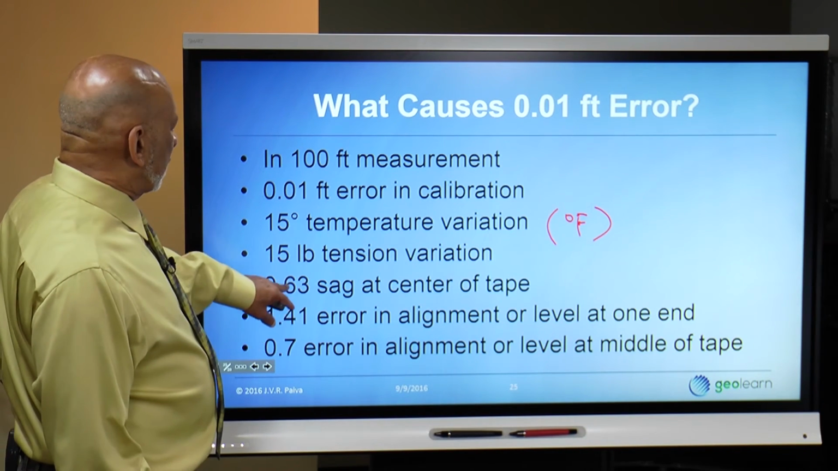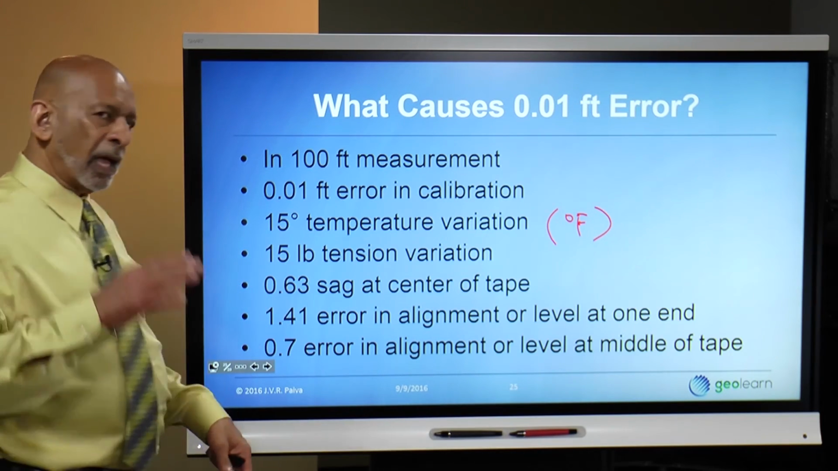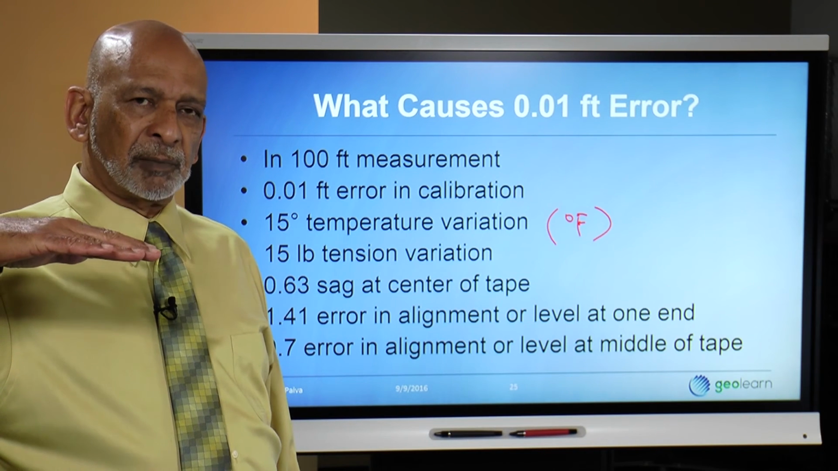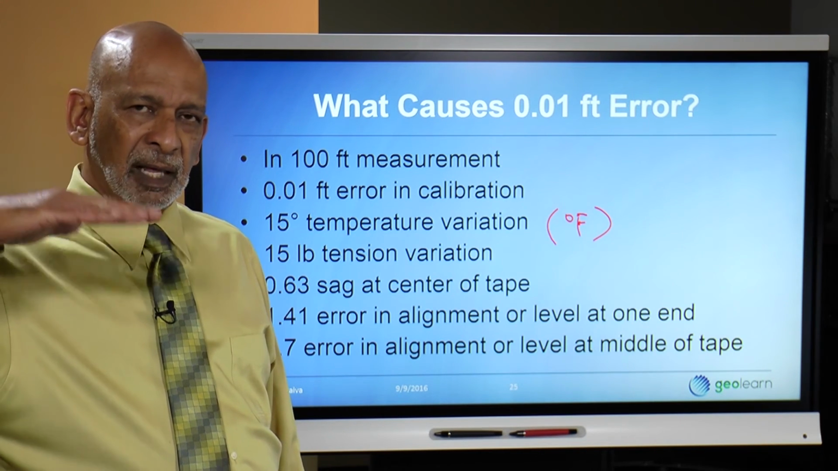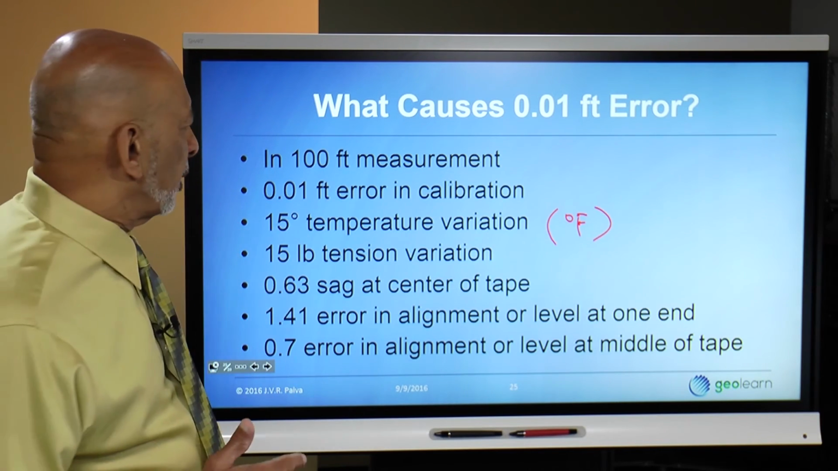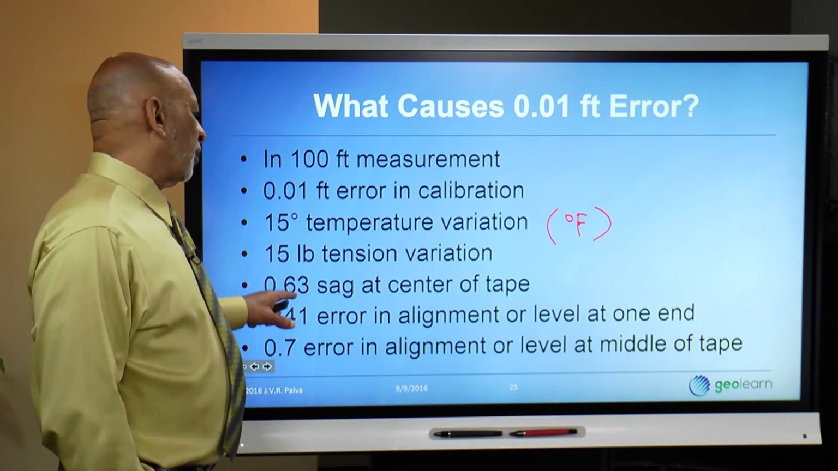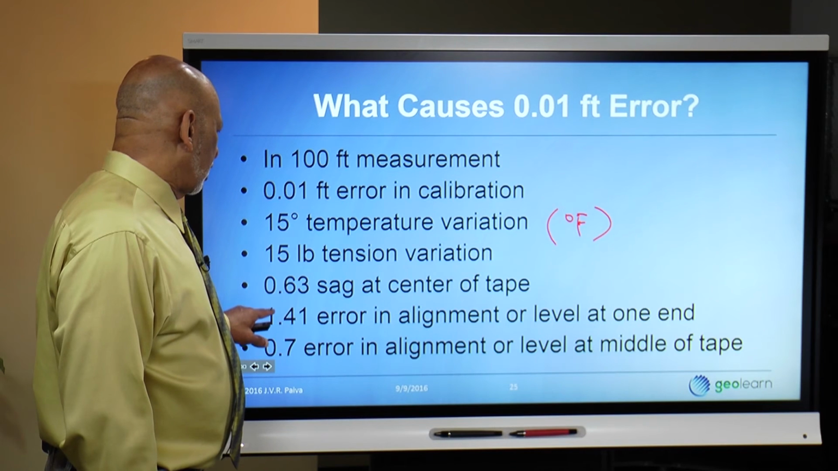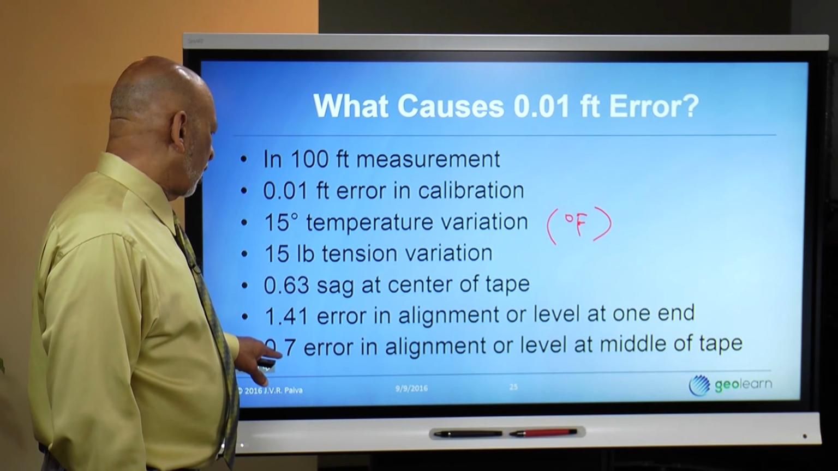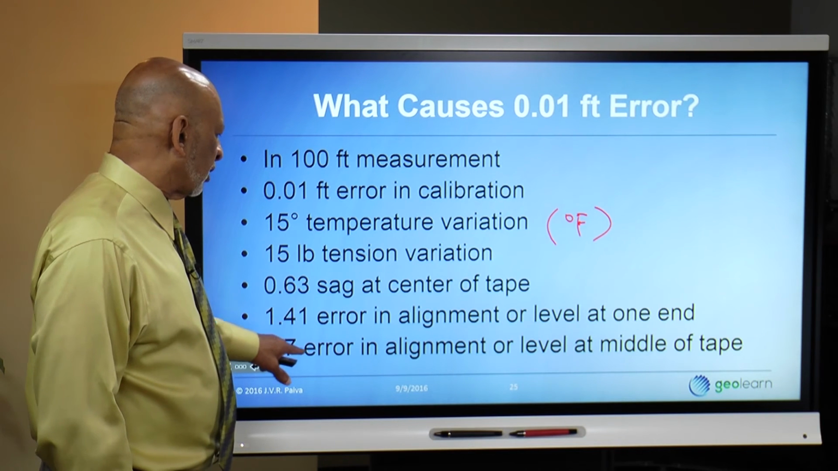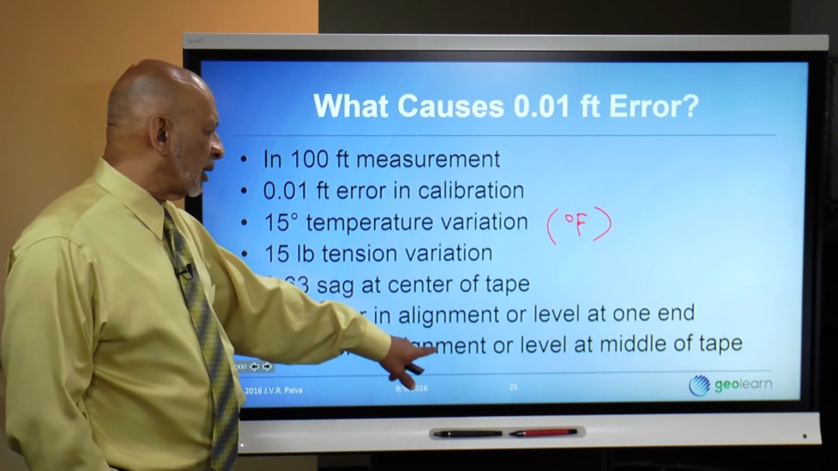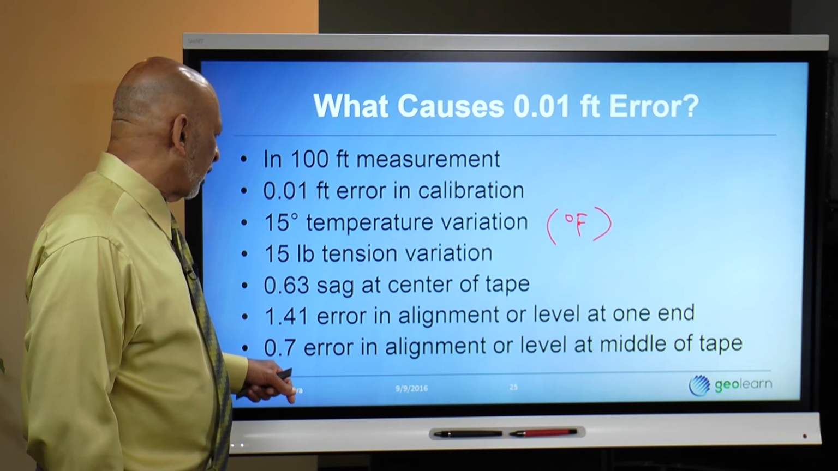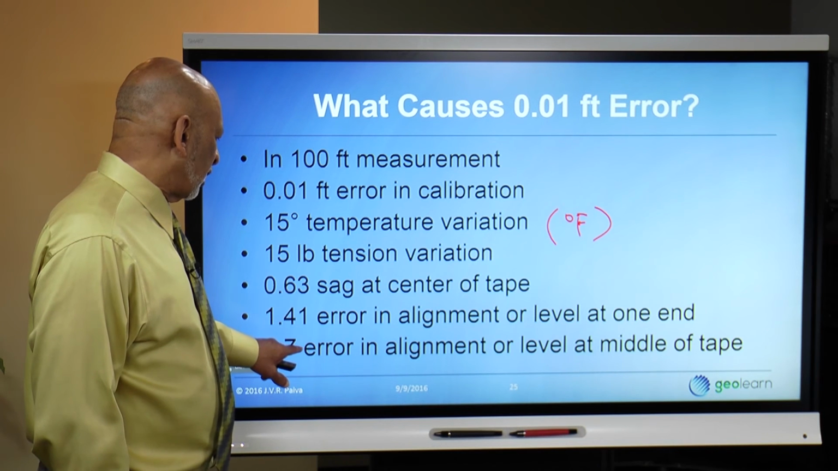Sag, I did a little bit differently. If you have about 6/10ths of a foot of sag, meaning the middle of the tape is below the line by about 6/10ths of a foot. Remember, we talked about the alignment problem. So here we are looking at it a little bit differently. It's a way to look at the tape and try to judge about how much shortening impact you have. And then you notice that the last one here, a 0.7 foot error in alignment at the middle of the tape, or in level at the middle of the tape, will also cause a 1/100th of a foot error in measurement. It's slightly different because the shape of the tape is different.